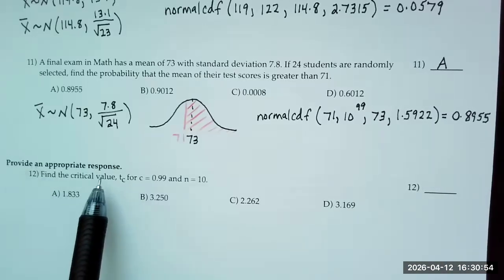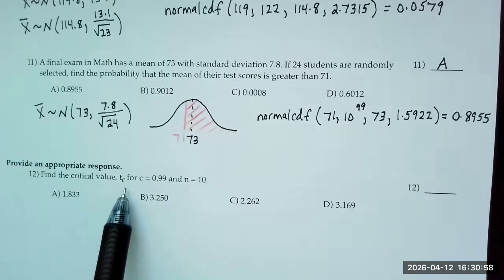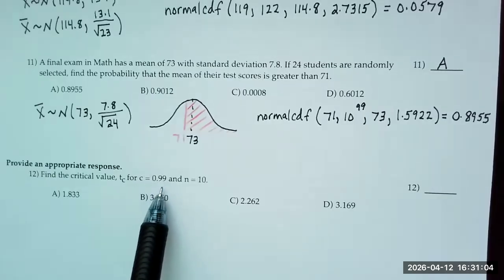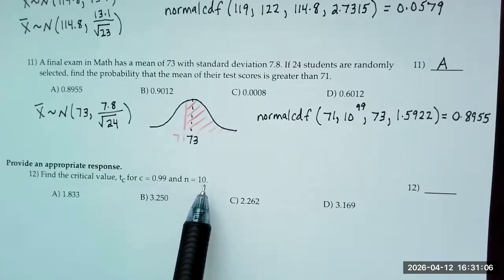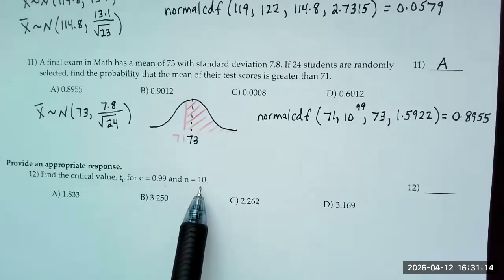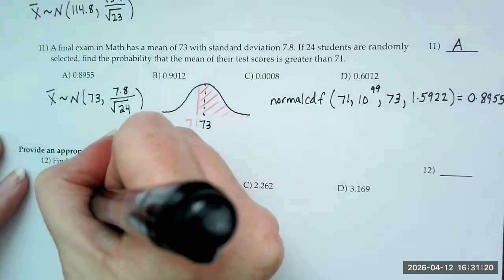All right, different types of problems down here. Find the critical value T sub C. So this is just the T critical value for C, which is a confidence interval of 0.99. And we're talking about a sample size of 10 in this case. So our confidence level is 0.99, our sample size is 10. When we want to find the T critical value, we use the inverse T function.